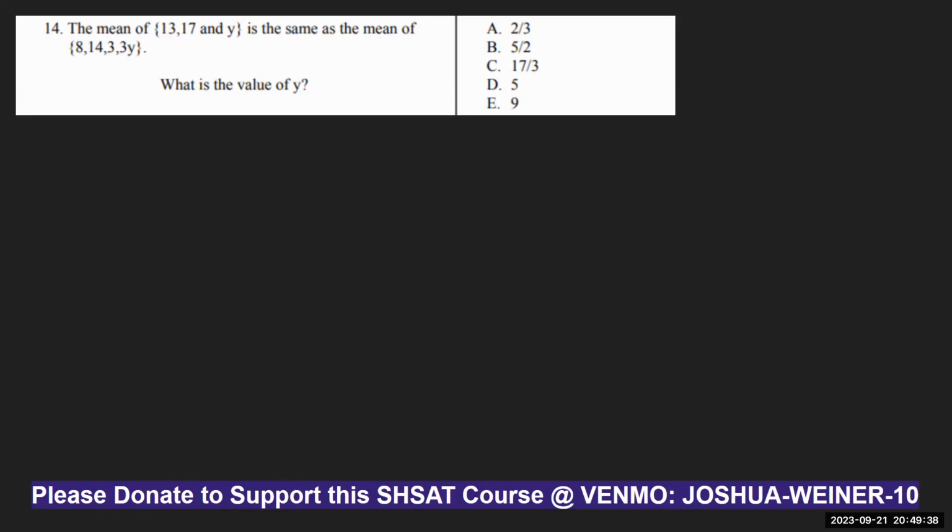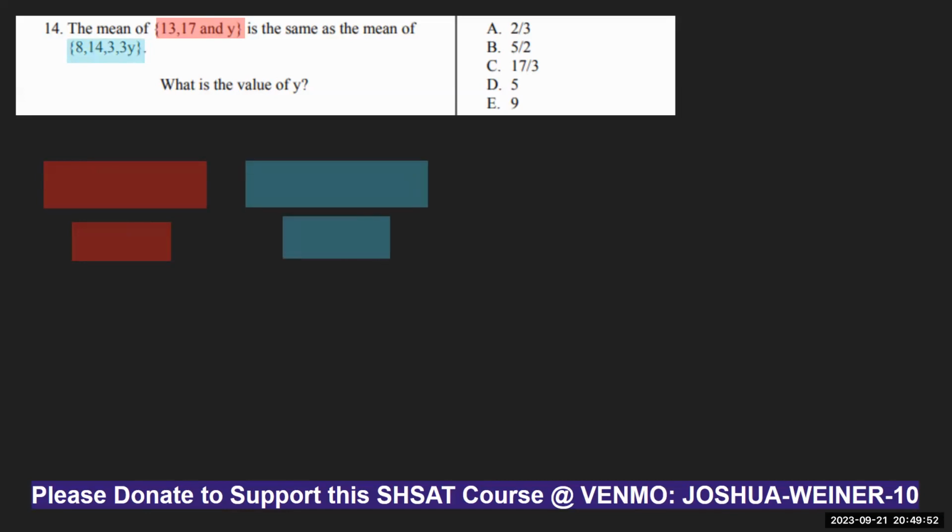We have 2 different sets. I'll highlight them in 2 different colors. We have this red set, which we can divide by its number of elements, but it's the same value as this blue set, which contains different elements inside of it, and we'll count the number of elements there.